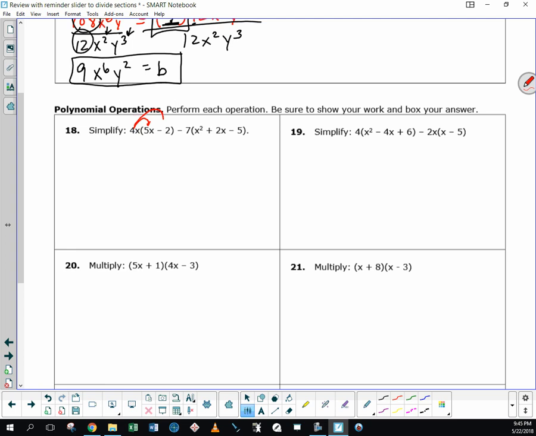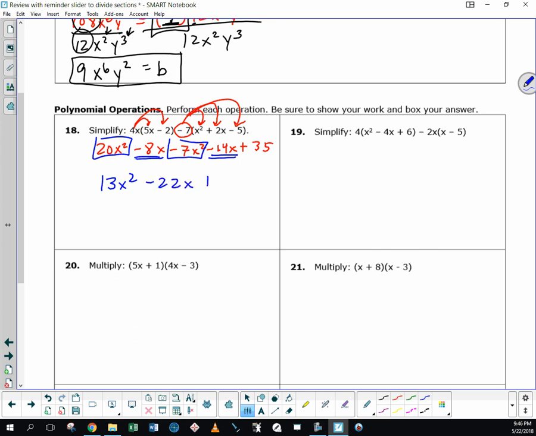I'm going to distribute. So I have 20x squared minus 8x. Distribute the negative 7. Make sure you take the negative to all your terms. We have negative 7x squared minus 14x plus 35. Now all I'm going to do is combine like terms. So I'm going to take my x squareds and put them together. So 20 minus 7x squared gives me 13x squared. Negative 8x minus 14x is negative 22x plus 35. And we've simplified this polynomial.